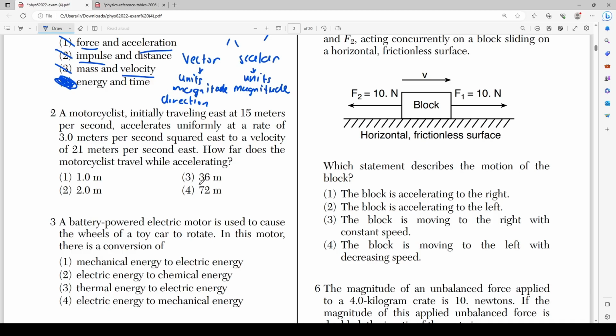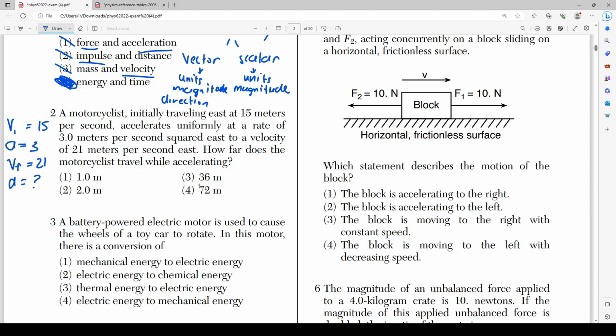Number 2 says a motorcyclist initially traveling at 15 meters per second, right? So they give us VI, V initial. I'm just going to write that down, keep note. 15 meters per second accelerates uniformly at a rate of 3 meters per second squared, right? They give me acceleration. And he accelerates to a velocity of 21 meters per second, right? So velocity final is 21 meters per second. And they're asking us how far does the motorcyclist travel, right? So they're asking us for D.